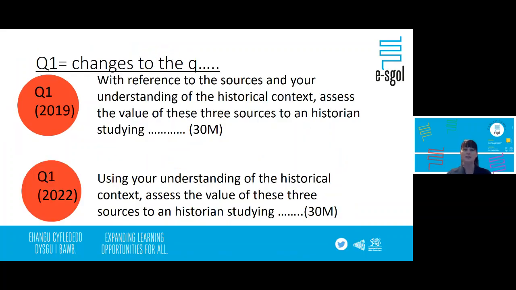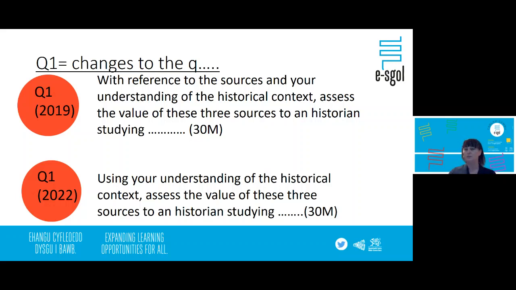Now then, as I mentioned earlier, there's some slight changes to the question that you are going to be asked. So I'm going to show you what those changes are and how the layout of the paper changes slightly as well. So for question 1, 2019 and previous to that, the stem of the question would be, for question 1, with reference to the sources and your understanding of the historical context, assess the value of these 3 sources to an historian studying. 30 marks for this question, okay?